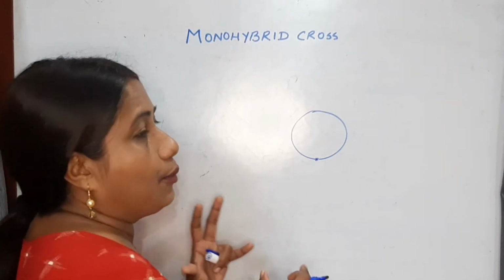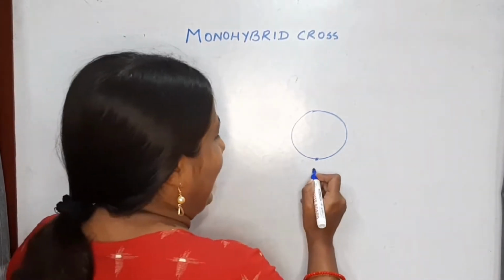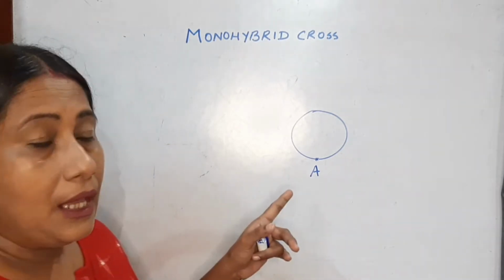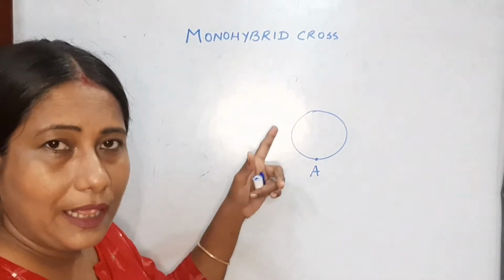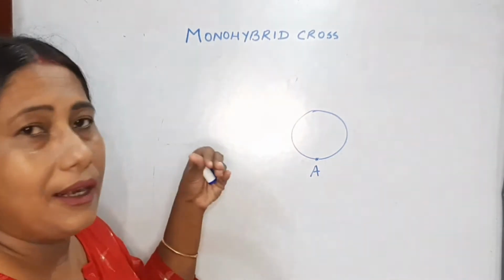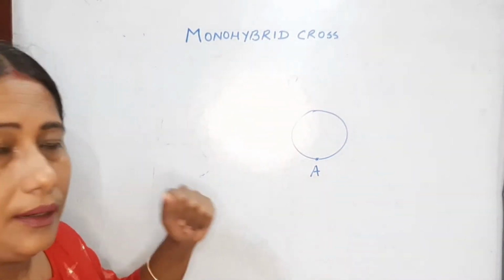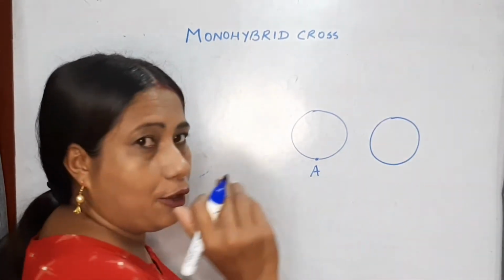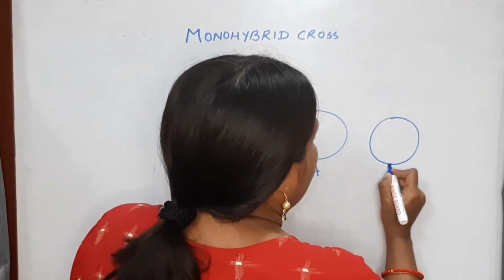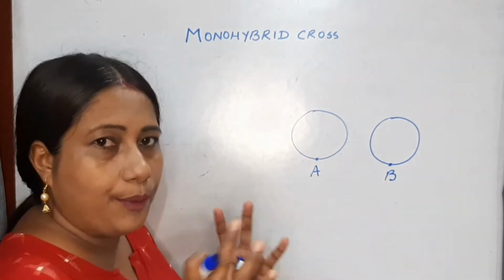Suppose I am drawing a glycoprotein molecule. The nature of this glycoprotein molecule is named A. So this antigen is A. Those people who have this antigen A on the plasma membrane of their RBC are known as A blood group people. While those people who have a different type of glycoprotein molecule called B are called B blood group people.